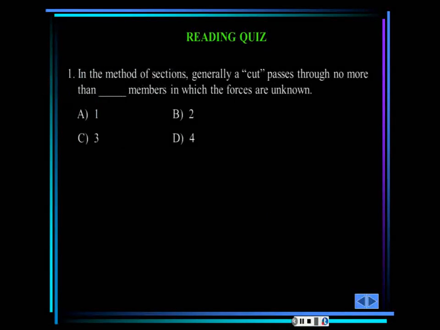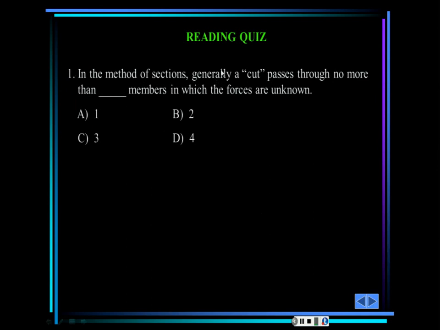Okay. So in the method of sections, generally, and read this with caution because it says generally, a cut passes through no more than, I say 3, right? Members in which the forces are unknown, but this is just general. There are some cases that you can make a cut and calculate even though you have more than 3 unknowns.